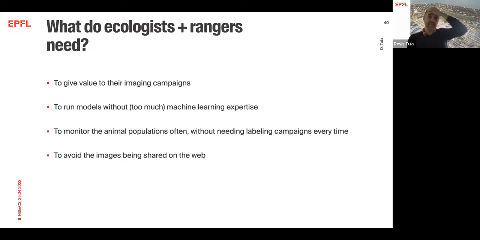And on the other side, we have the rangers, and the rangers want to keep monitoring their populations on a regular basis without doing a crowdsourcing campaign every time. So, they don't want their images to go on the web, because if you're trying to protect your rhinos from poachers and you put the images of the rhinos on the web, it's very simple to backtrack where the image was taken.